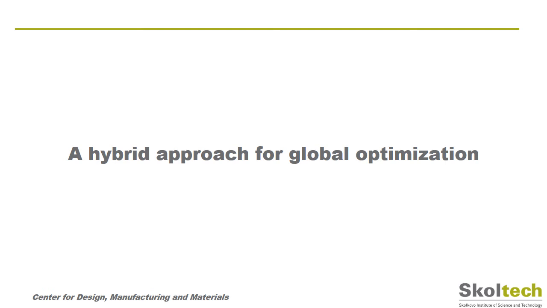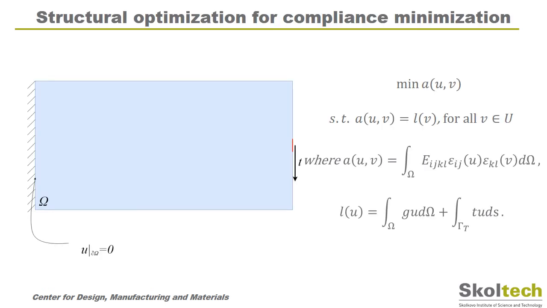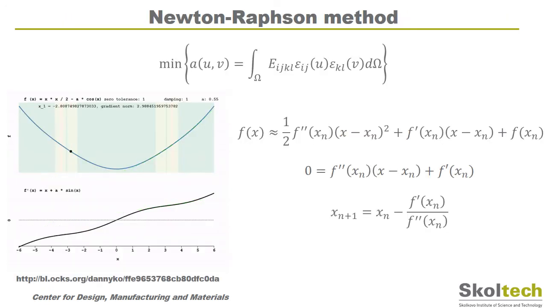If we can analyze structures, it would be convenient to optimize their geometry in order to satisfy some objectives. For example, here is a statement for compliance minimization problem of an elastic body. We can try to solve this problem in two ways. The first option is a method based on usage of derivatives. For example, the Newton-Raphson method allows us to find an extremum of a function with a second derivative. You can see how it works here.